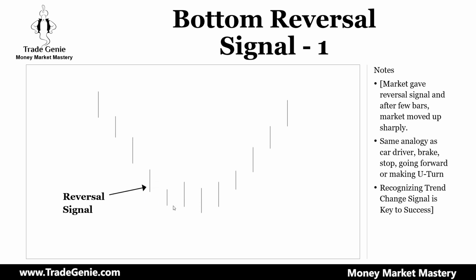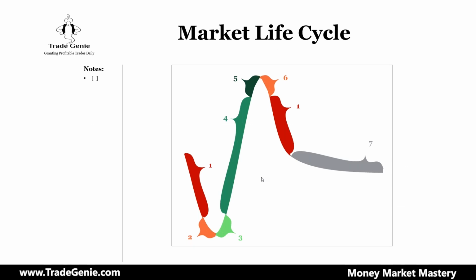So I'm looking for some evidence or some discovery that I guessed it correctly, and I'm looking for some kind of confirmation. So the market can give you the reversal signal here, and then it can go down here. So maybe it's going through phase 2 and 3, but if you really want to make money, you need to identify phase 4. So this is where the money is.